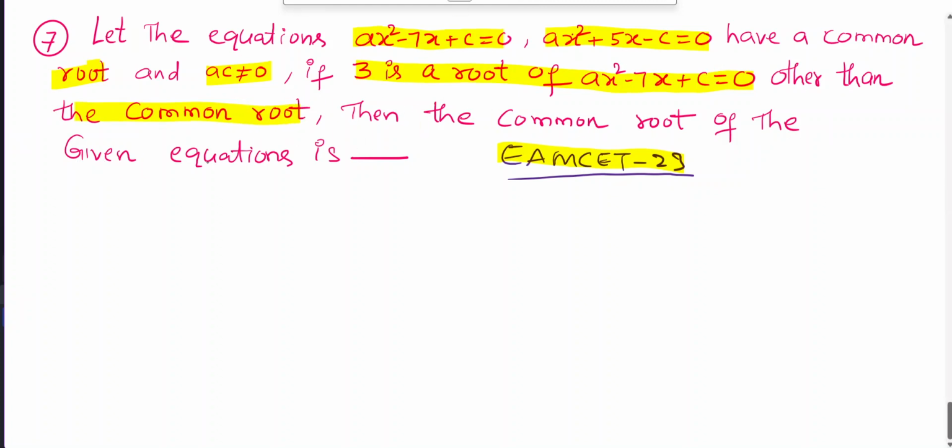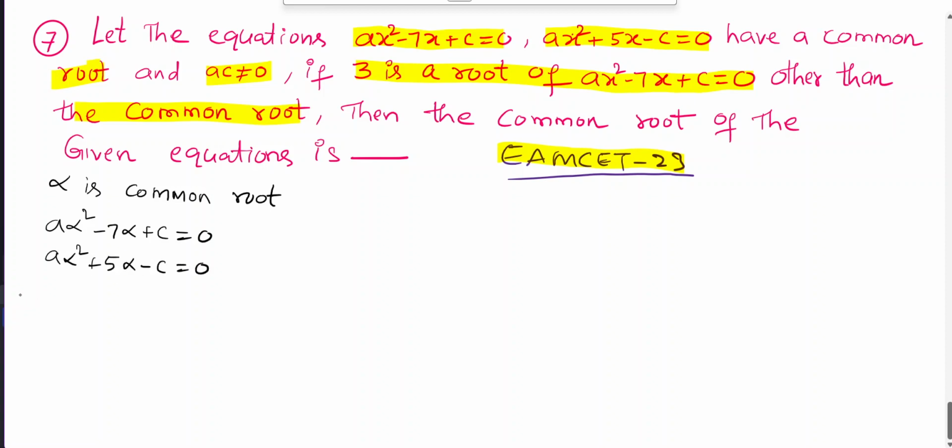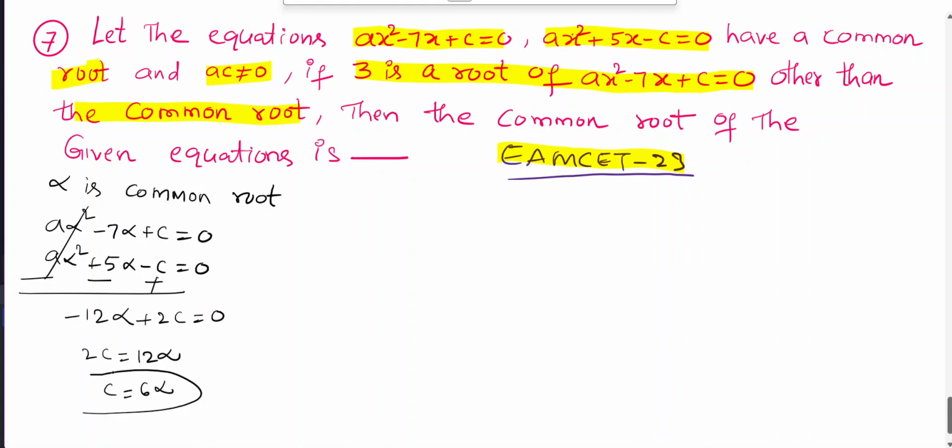Take the first two equations have a common root. Take alpha is the common root. Substituting alpha, a alpha square minus 7 alpha plus c is equal to 0. Second equation, a alpha square plus 5 alpha minus c is equal to 0. Subtracting these two, this is minus minus plus. Here a alpha square cancels, minus 7 minus 5, this is minus 12 alpha plus 2c is equal to 0. From this 2c is equal to 12 alpha, c is equal to 6 alpha. This is the value of c. C value is 6 alpha.